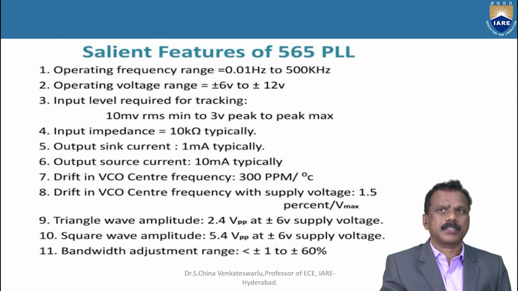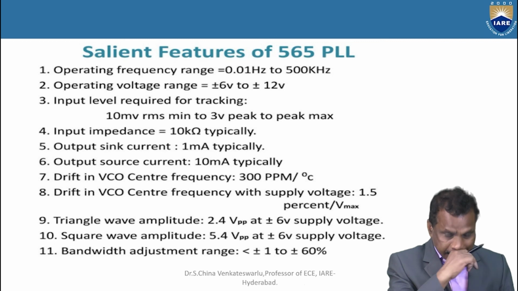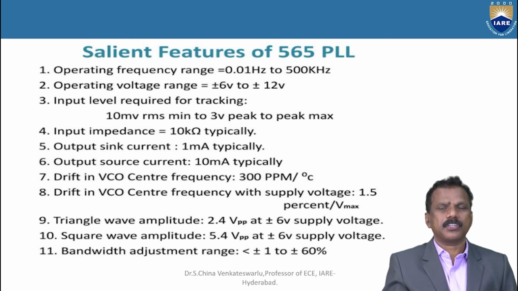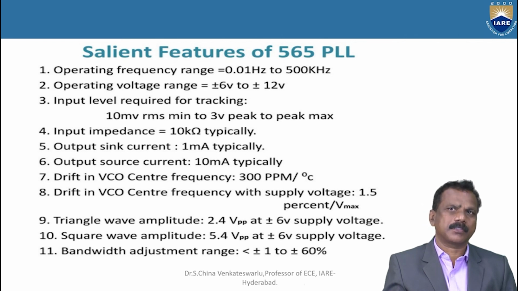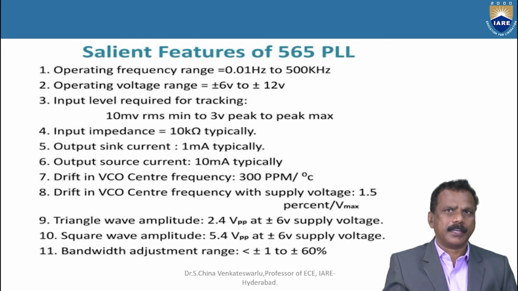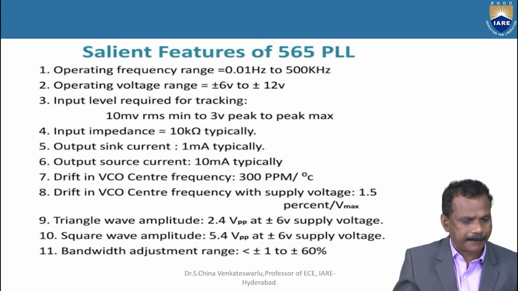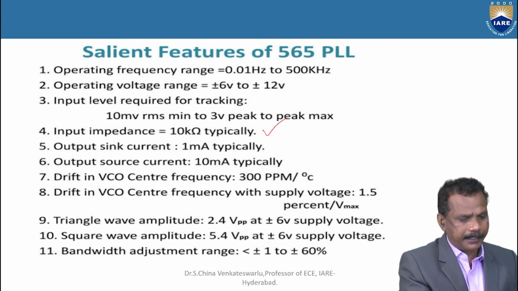Salient features of the 565 PLL, phase lock loop. What are the salient features? The operating frequency range is 0.01 Hz to 500 kHz. Operating voltage range is plus or minus 6 volts to plus or minus 12 volts. Input level required for tracking is 10 millivolts RMS minimum to 3 volts peak to peak maximum. Input resistance is 10 kilo ohm typically.